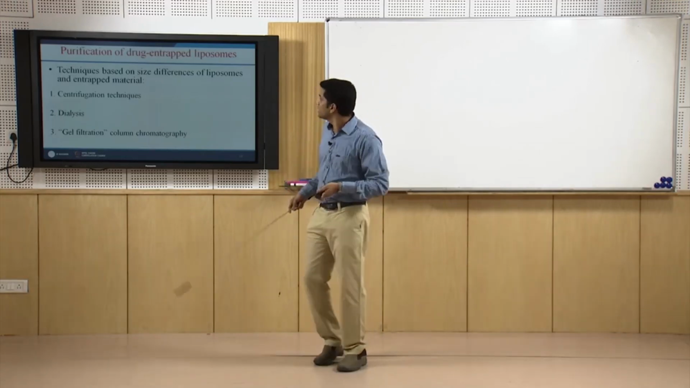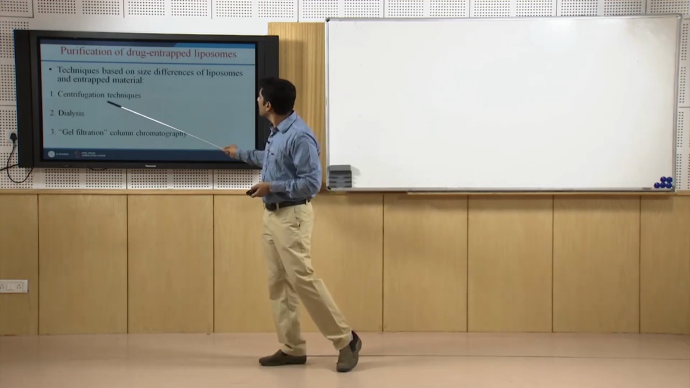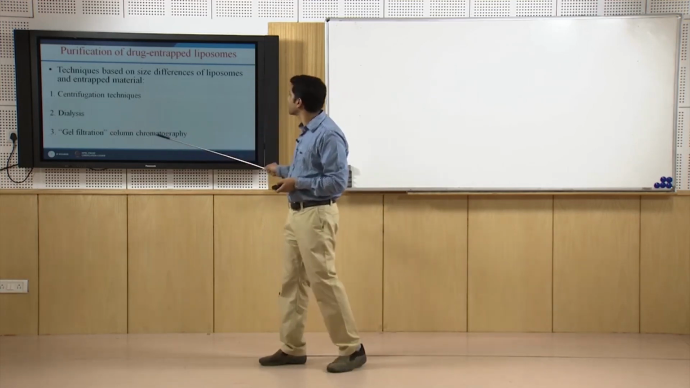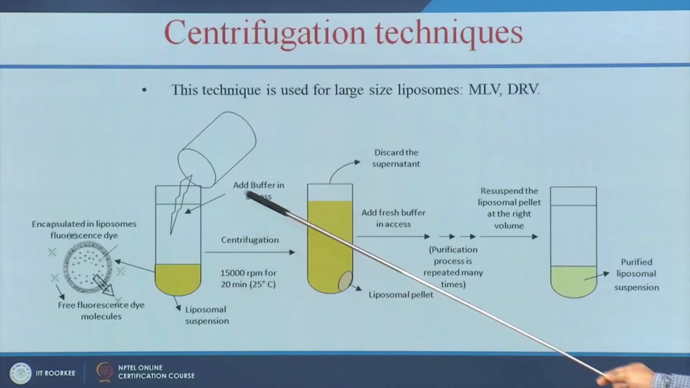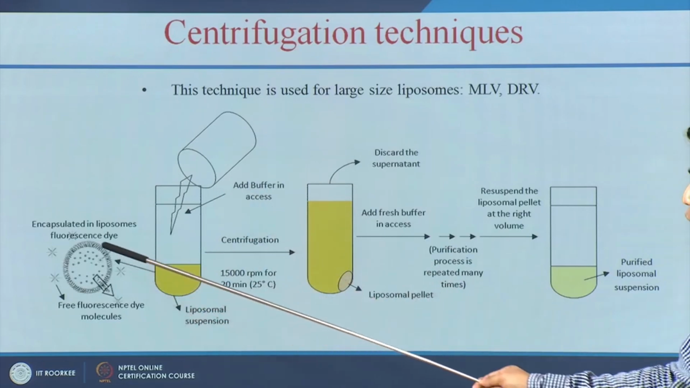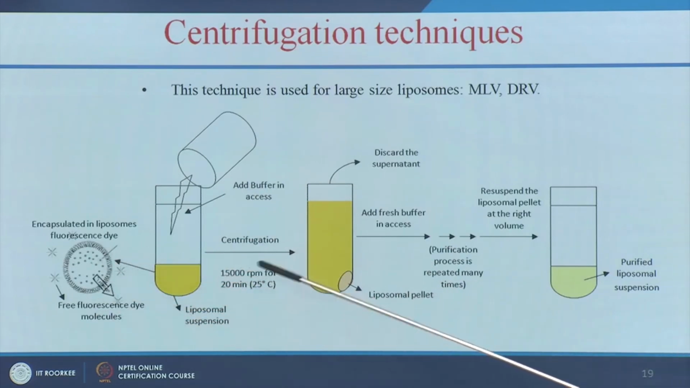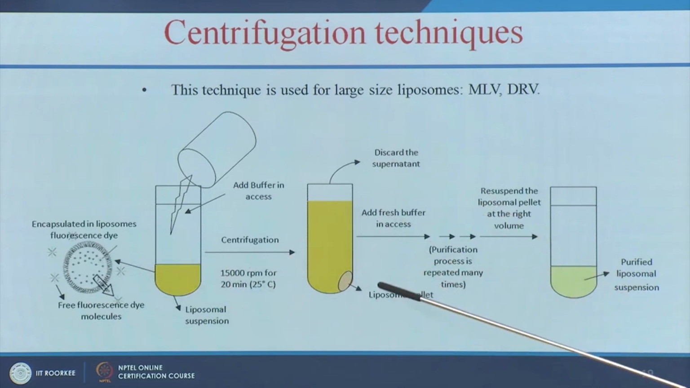So how to purify that? You can follow centrifugation techniques and you can follow dialysis and gel filtration. In this centrifugation technique, when you centrifuge your liposomes, which are loaded with the fluorescent dye molecules, you can remove the supernatant and your liposomal pellet will be at the bottom, and you have to add fresh buffer, and again you can repeat the centrifugation process. By this process you can get the purified liposomal suspension with your fluorescent nanoparticles or fluorescent dye molecules.